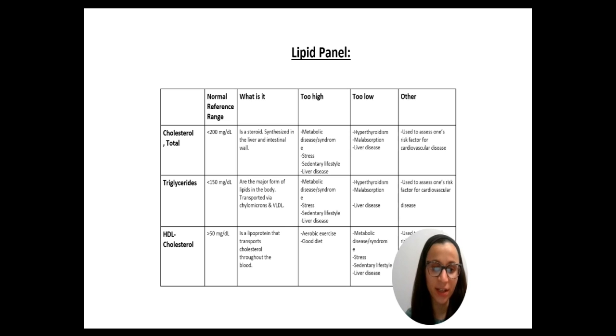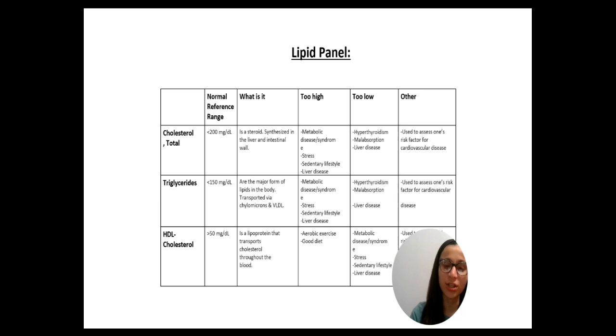Triglycerides you want under 150. They're the major forms of lipids in the body. Triglycerides, if they're too high, also indicates metabolic syndrome, sedentary lifestyle, and they're also used to assess one's risk factor for cardiovascular disease. Another one to assess a risk factor for cardiovascular disease are HDL. HDL is the good, LDL is the bad. HDL is a lipoprotein that transports cholesterol throughout the body. It's usually good if someone's in shape, eating well, and it's usually bad if they have metabolic syndrome, they don't move, they don't exercise, they eat bad.